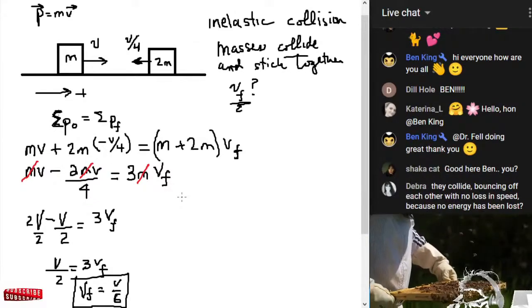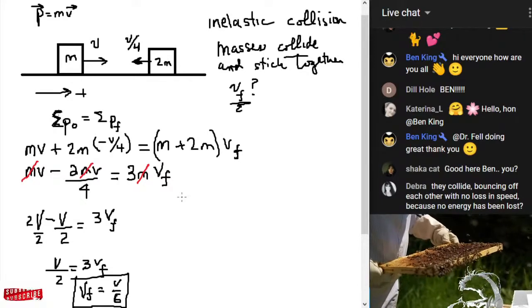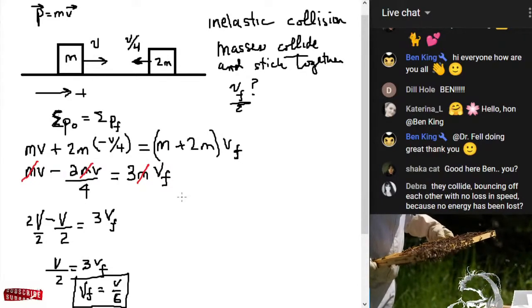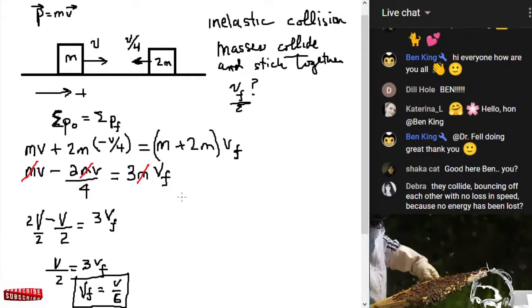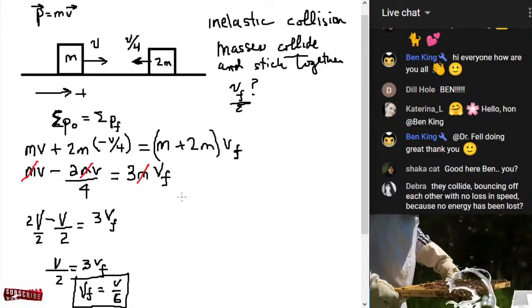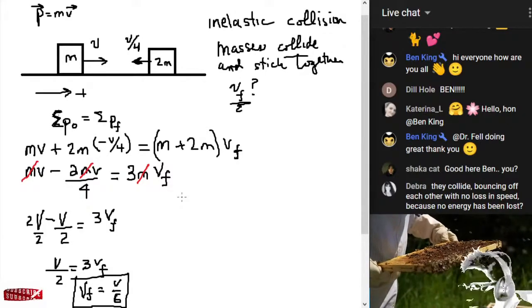See, they collide bouncing off each other with no loss in speed, because that's the next type of collision we're going to talk about, Deborah. That's called an elastic collision. This one's inelastic, where they're sticking together.